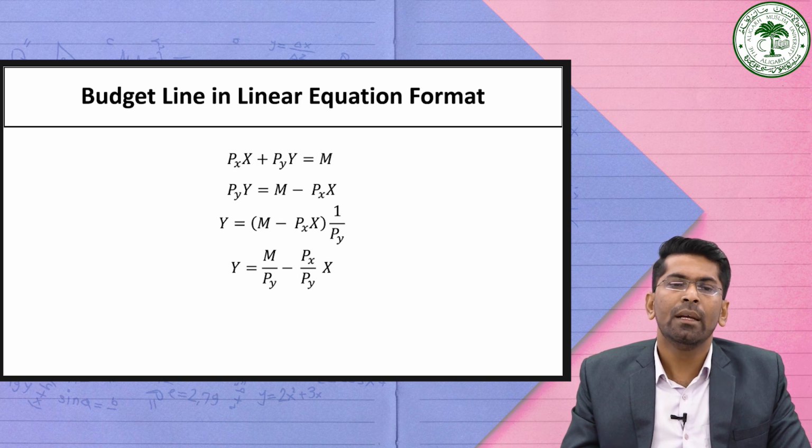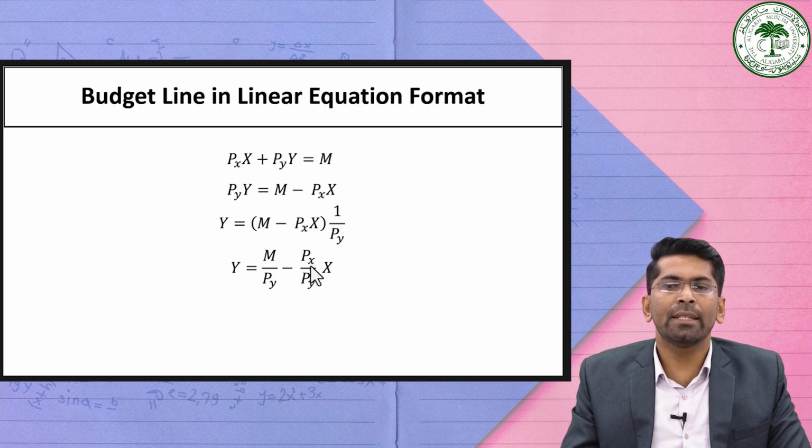See here, the m upon Py is the intercept coefficient, or the intercept term. That is, if x is equal to 0, then y is equal to m upon Py, because when x is equal to 0, this entire term will become 0.